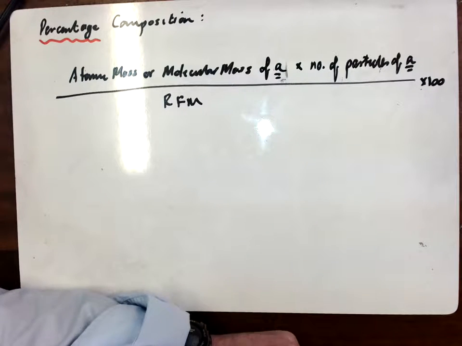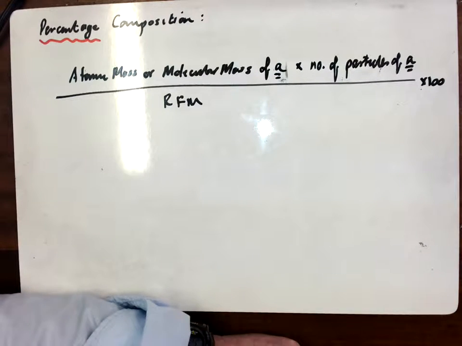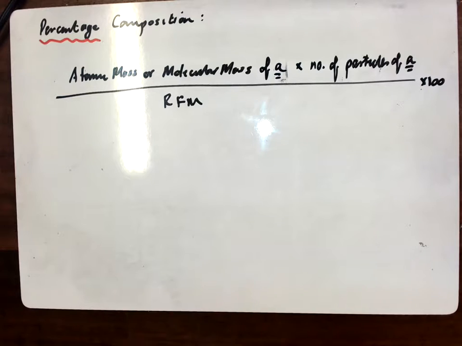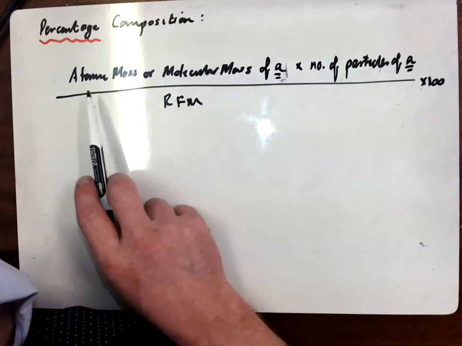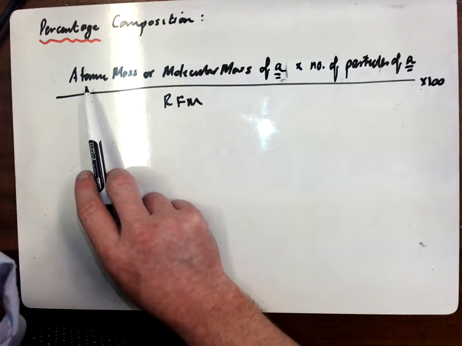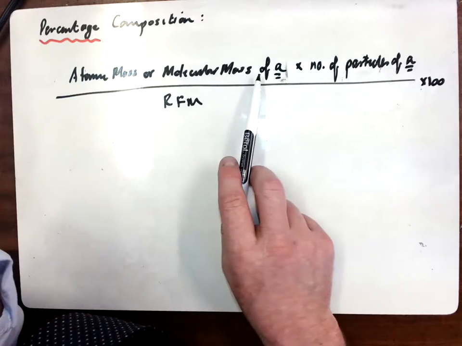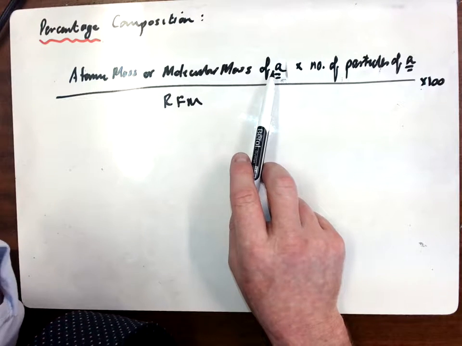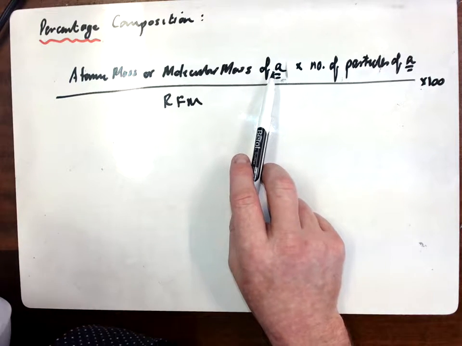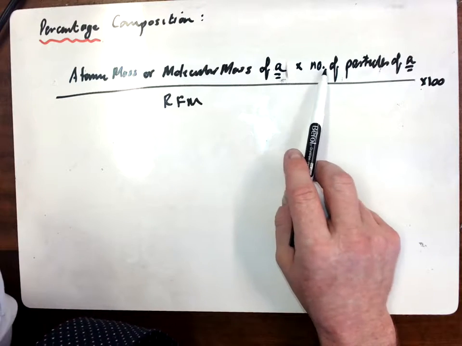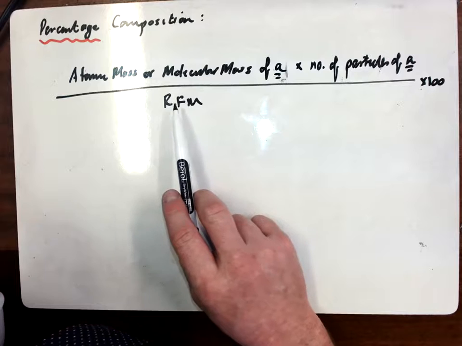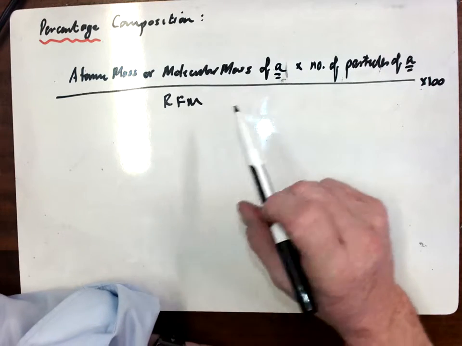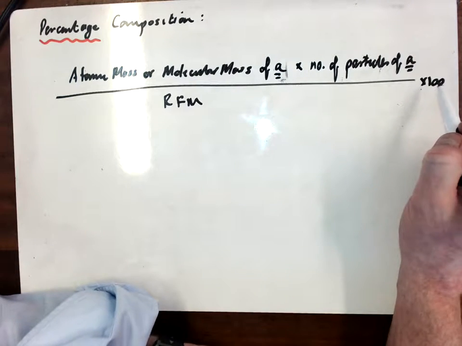Okay, we're going to have a look at how to calculate the percentage composition in GCSE chemistry. First of all, we'll look at the formula, which you need to know in order to be able to calculate it. It's the atomic mass or the molecular mass of A. When I talk about A, I'm just talking about the substance in question, multiplied by the number of particles of A, divided by the total RFM of whatever it is you're dealing with, and multiplied by 100.